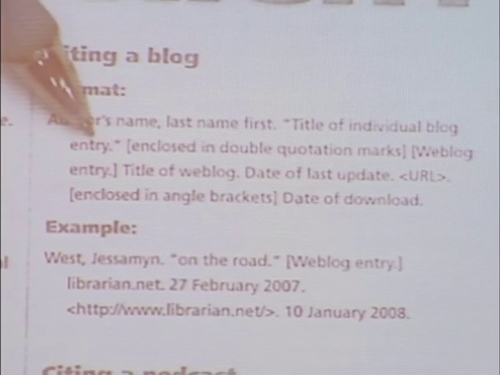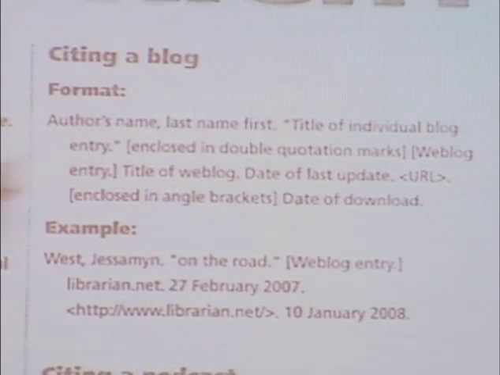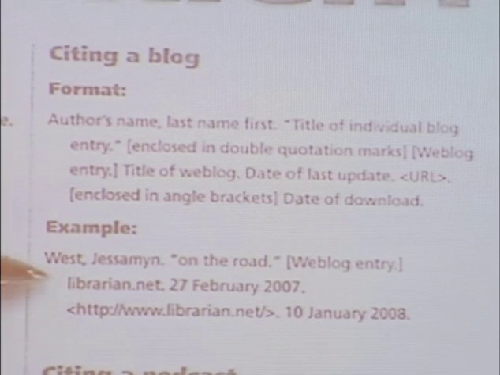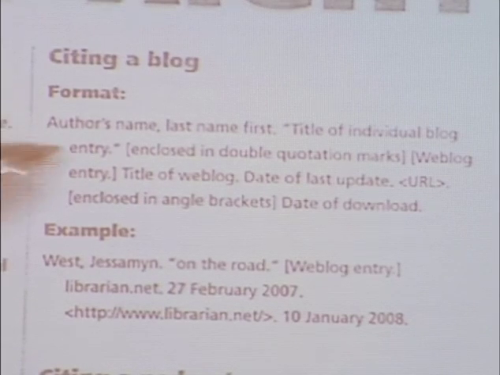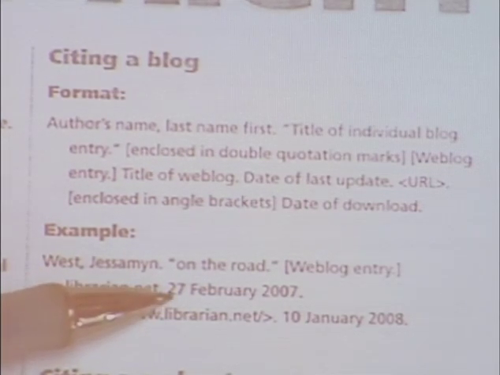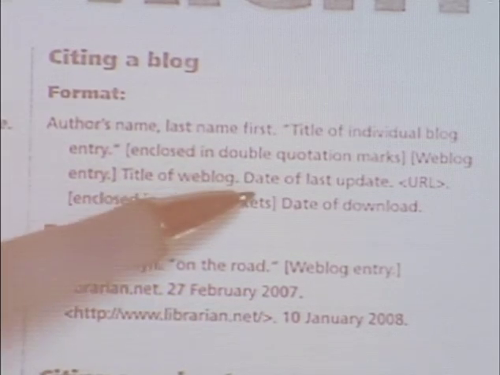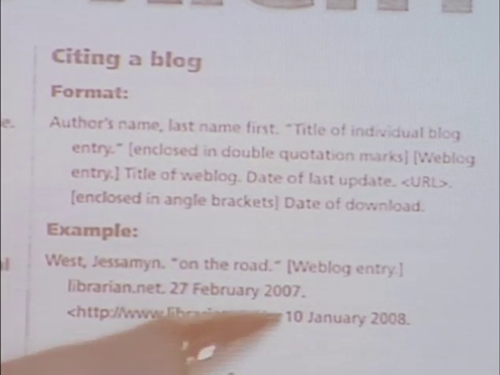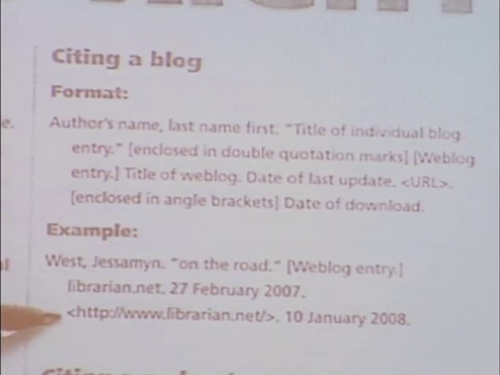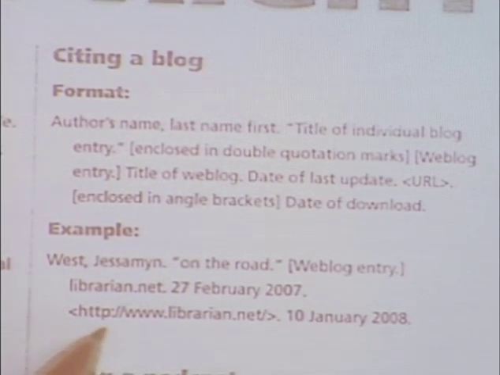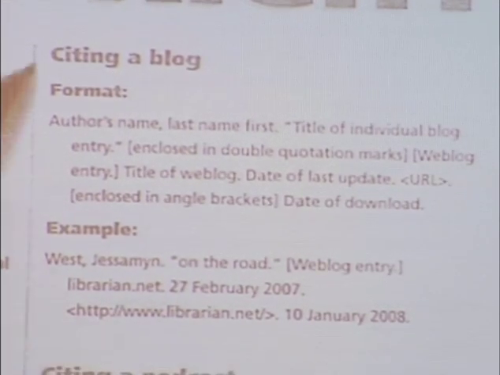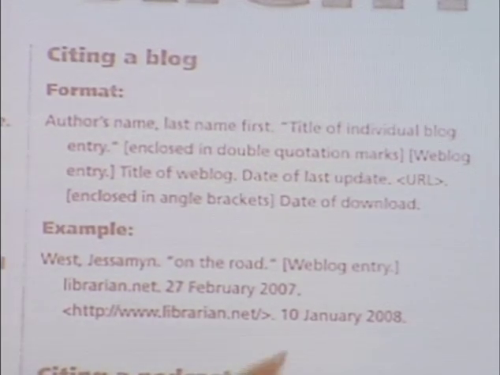A lot of times students like to put the period inside. It's going to be outside. And this is enclosed in double quotation marks, so that's what we just went over. So here we see, On the Road is the title of his blog entry. Next is the title of the weblog and the date of the last update. So here we have librarian.net, then the date, the 27th of February 2007. Again, we have the date of the last update, the day, the month, and then the year. Finally, the date of the download, as well as the title, the website. Again, here we have the HTTP, exactly how it's listed to get right to that blog, and the actual date. Again, 10 January of 08.